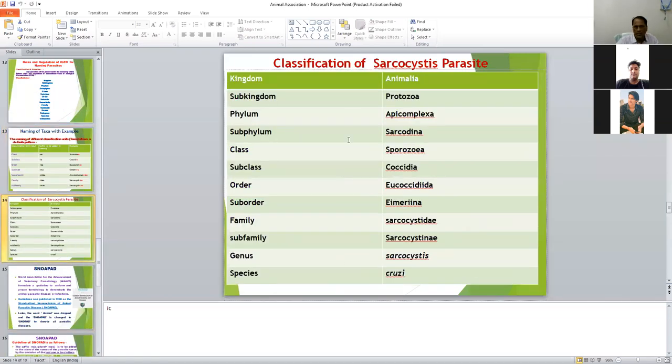Then this is the example of the classification tree as per Sarcocystis. Sarcocystis is a protozoan parasite, subkingdom Protozoa, phylum Apicomplexa, class Sporozoea, subclass Coccidia, order Eucoccidiida, suborder Eimeriina, family Sarcocystidae, subfamily Sarcocystinae, genus Sarcocystis, and a species is Sarcocystis cruzi.